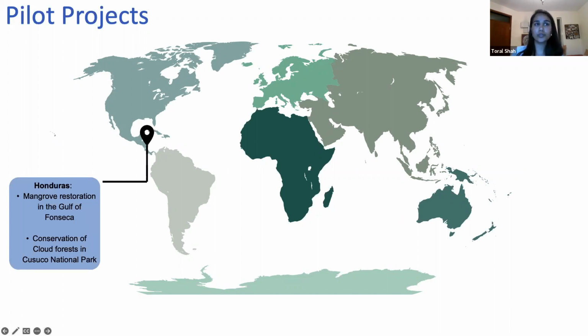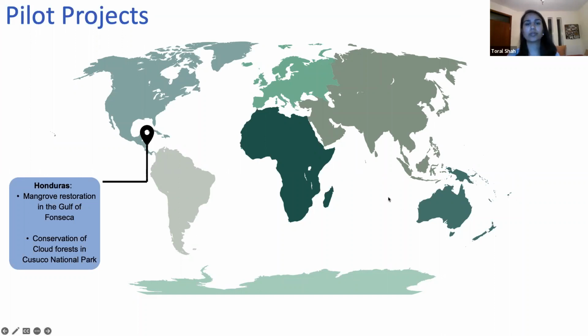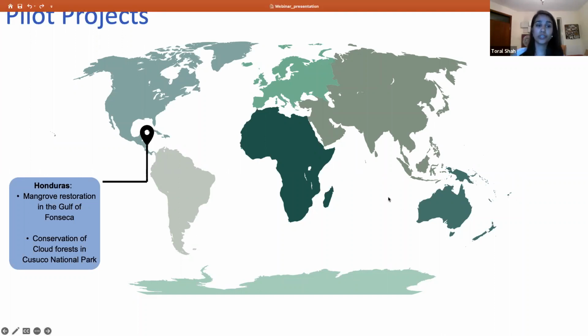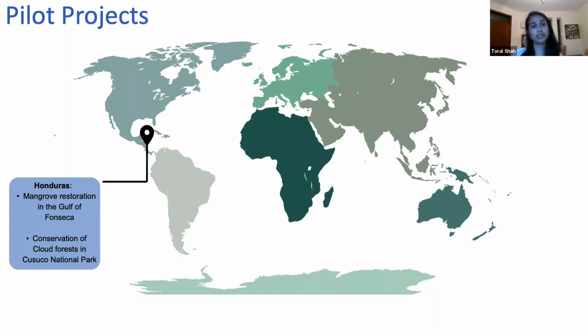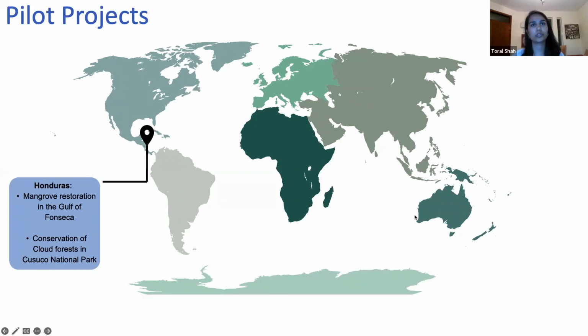So we have 2 projects in Honduras, a mangrove restoration project in the Bay of Fonseca, where widespread mangrove loss is being driven by a combination of shrimp farm development and firewood extraction. And the second is a cloud forest conservation project in the Kusuko National Park, which is recognized for its outstanding ecological importance.